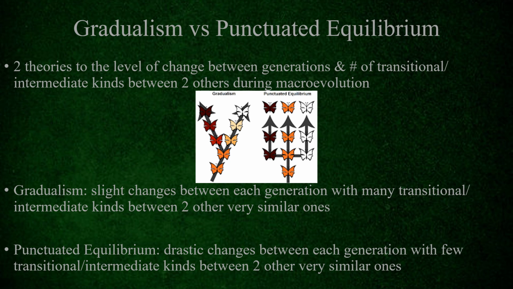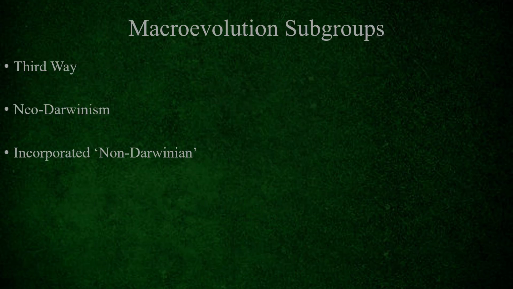Punctuated equilibrium, which is much less common and well known to be held by Stephen Jay Gould, says the opposite. It says that there are drastic changes between each of these generations, with there being very few transitional/intermediate kinds between these two other very similar kinds. So when it comes to groups within the macroevolution side, we'll look at third way evolution, neo-Darwinism, and then what are considered alternatives to Darwinism, but have actually been incorporated into it to some degree.